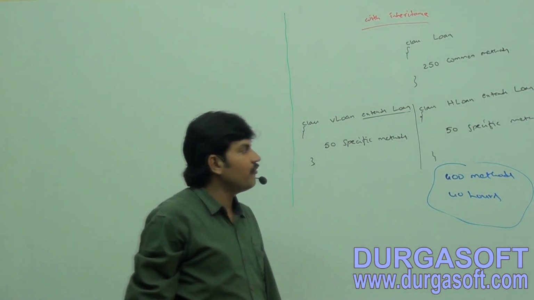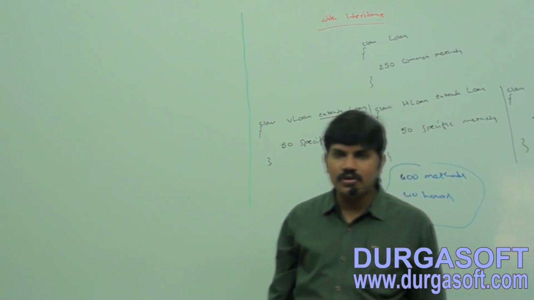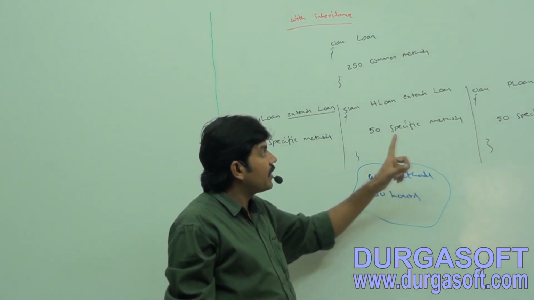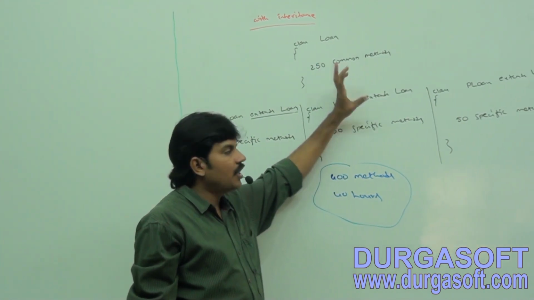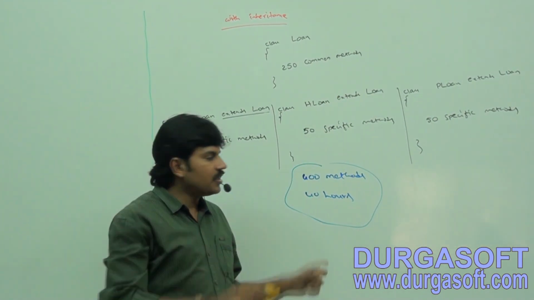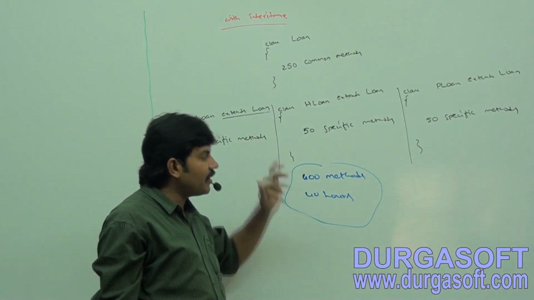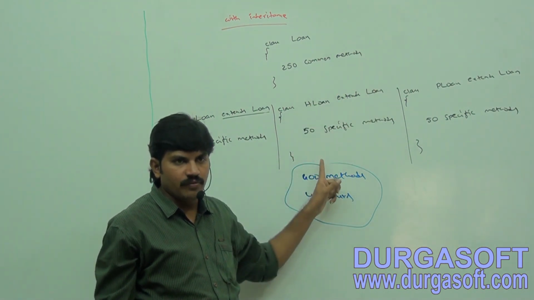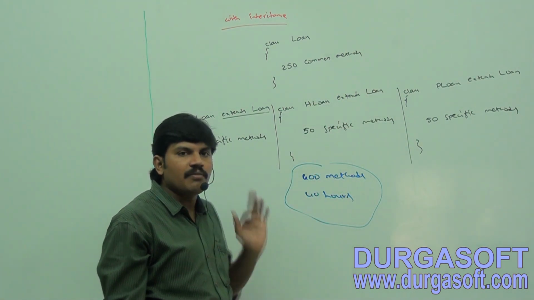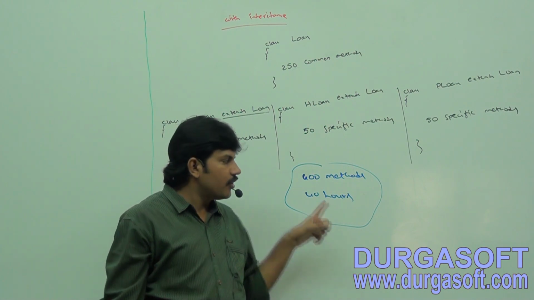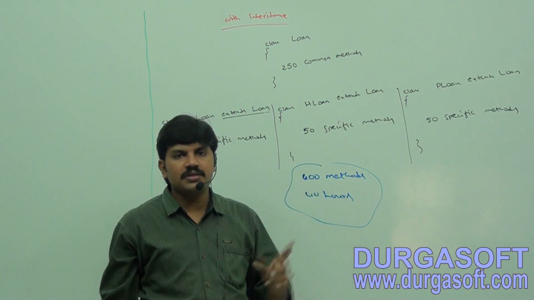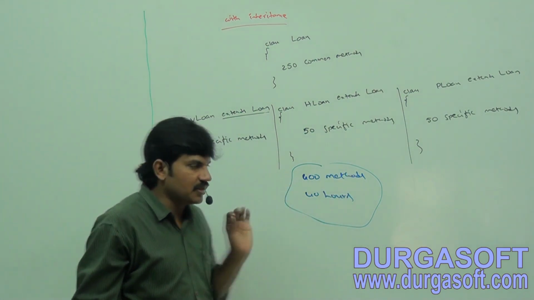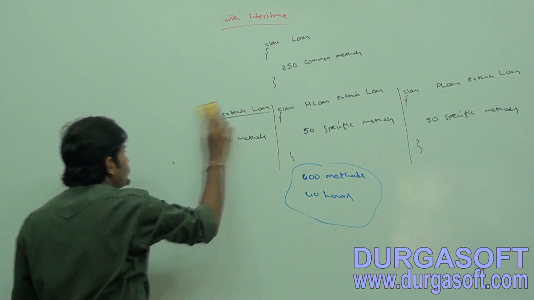So now with this approach, you can see the advantage of the is-a relationship and the advantage of the inheritance concept. Here the same 900 methods we can achieve with just 400 methods. Next, 90 hours of development time we can reduce to just 40 hours. So obviously this approach is always a good programming practice.